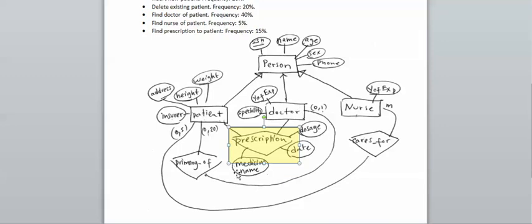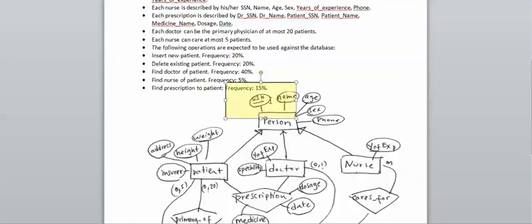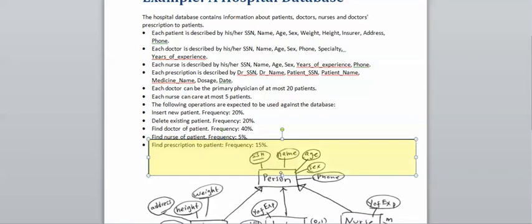These attributes happen when the relationship between patient and doctor with prescription occurs. When a patient participates in the relationship with a doctor, then that participation gets those attributes. Okay, so let's go now with the next. So again, let's see, we go into the next one.